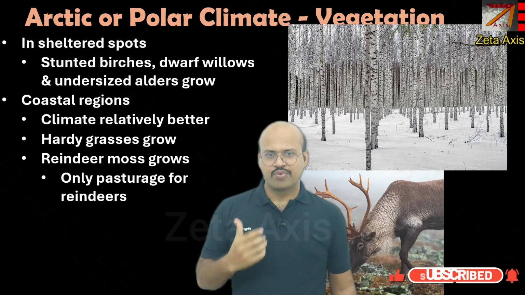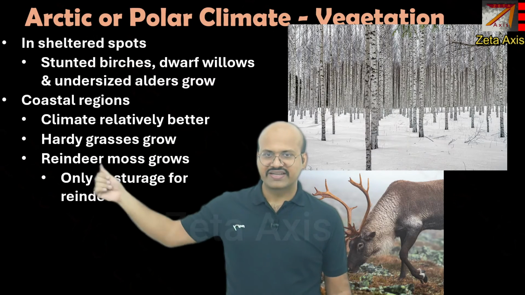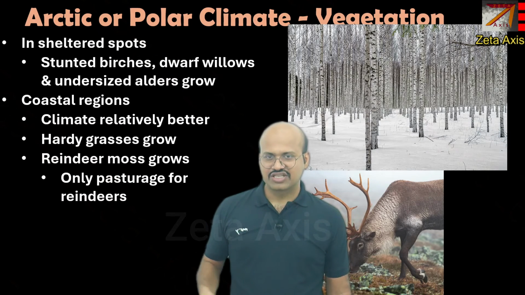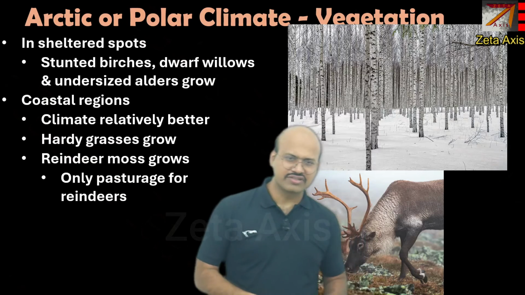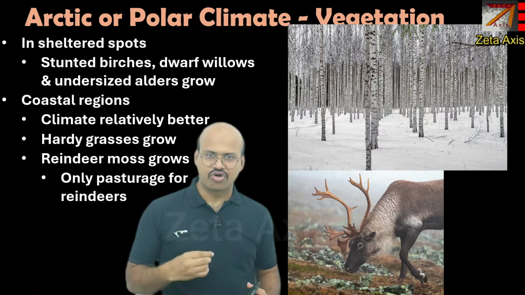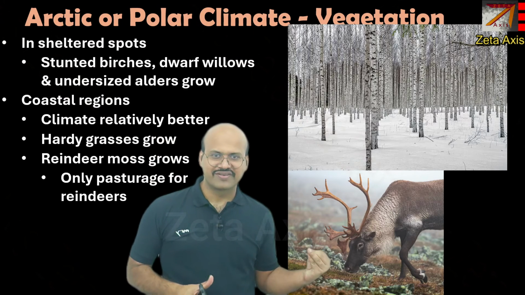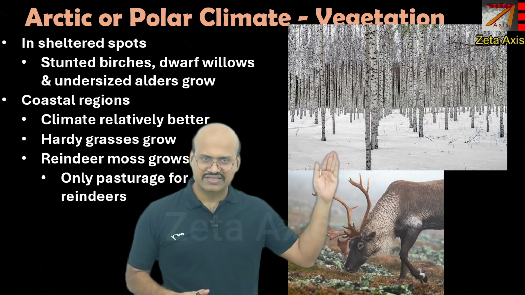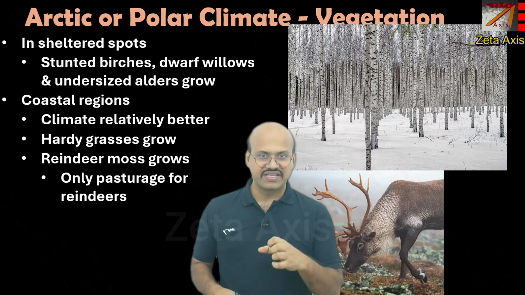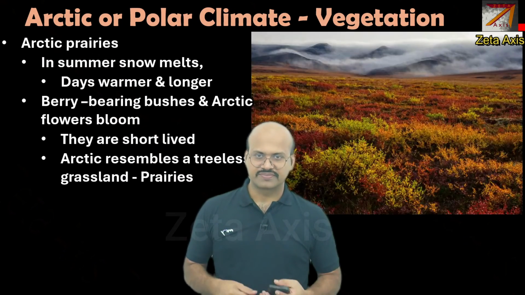In the polar type of climate, we see that reindeer moss is the most important type of vegetation. It is the only pasture for reindeer. Because the reindeer consume this type of grass, it is called reindeer moss, and they even consume it in the winters. When there is ice cover, they will break the ice with their hooves and then they will eat those mosses.